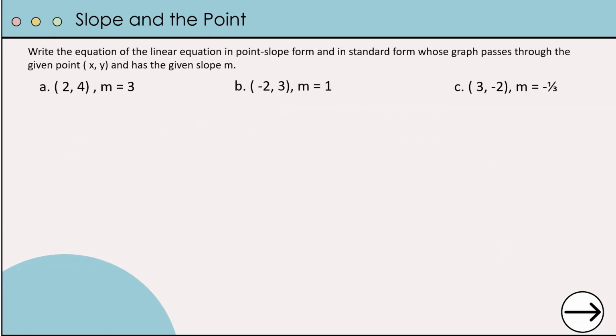Let's study these examples. Let's write the equation of the linear equation in point-slope form and in standard form, whose graph passes through the given point x, y and has the given slope m.